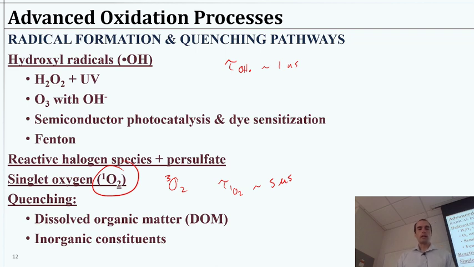There are some inorganic constituents, just like with chlorine. We talked about sulfite being a scavenger. Similar scenarios, bicarbonate is a quencher for hydroxyl radicals. There are several different things that can interfere and give us effectively a lower amount of useful radicals given these quenching reactions, competing for them.